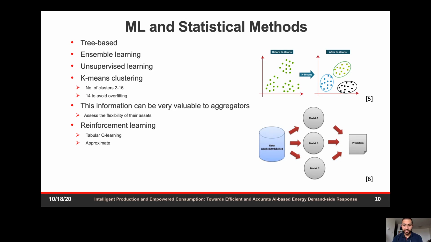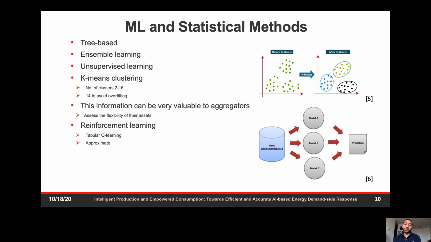research in the demand response field has really looked at the number of clusters we can use. So a lot of the research ranges these clusters between 2 and 16, and some research suggests that 14 is an optimum number of clusters to avoid overfitting.